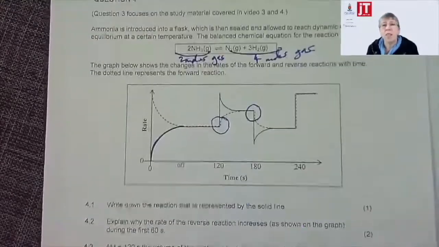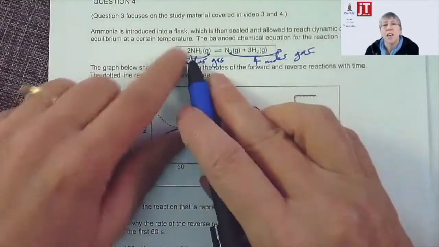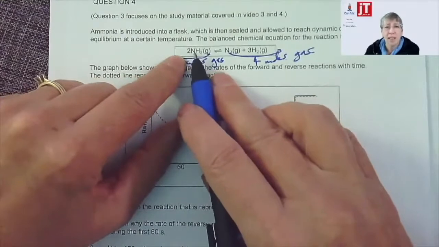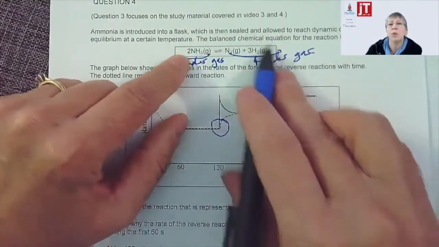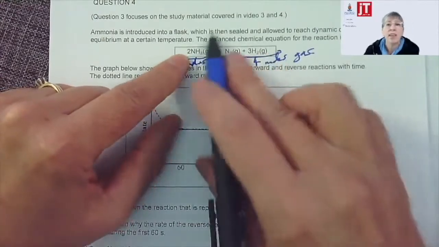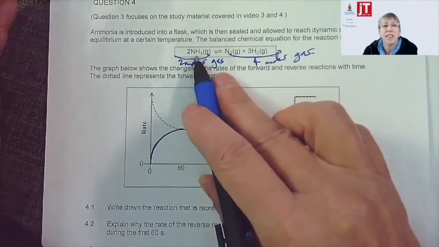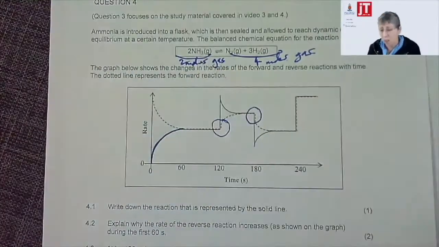For every one that is removed, one is made, right? So before the catalyst, it was maybe 2 was removed and 2 was returned. Now it's maybe 10 is removed and 10 is returned, but it means the amount of NH3 is staying constant, the concentration is staying constant.